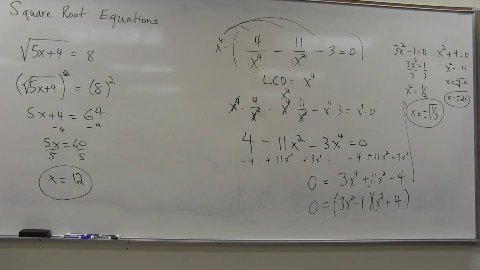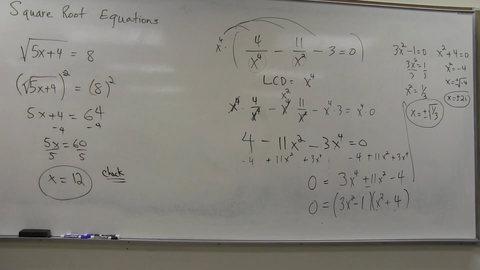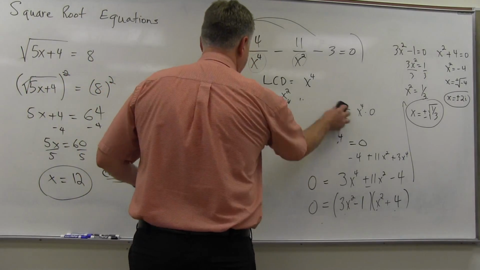Now you do have to be careful. Make sure it works. Check that to make sure. If you plug in 12 there, you get the square root of 64, so that's going to work. Just want to make sure, because sometimes with this technique you can get an extraneous solution. Sometimes.